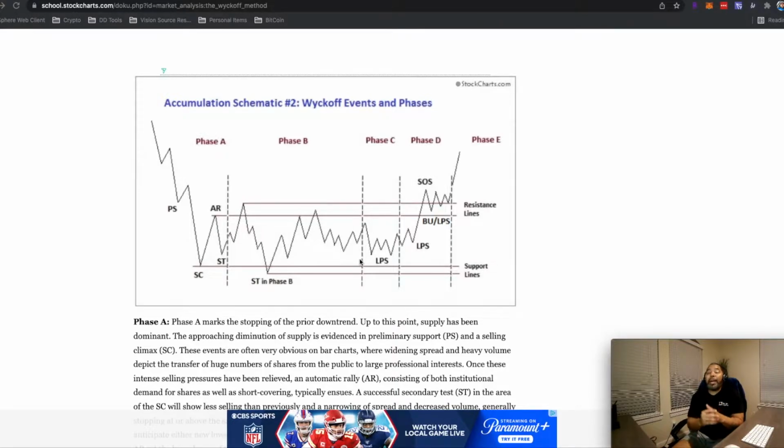Okay, so the composite man doesn't manipulate this particular schematic that much, but it still kind of follows the same principles and all of that kind of thing. And you can still trade within the support and resistance lines. This is still considered your trading range. Okay, now let's hop on the charts and look at some examples.